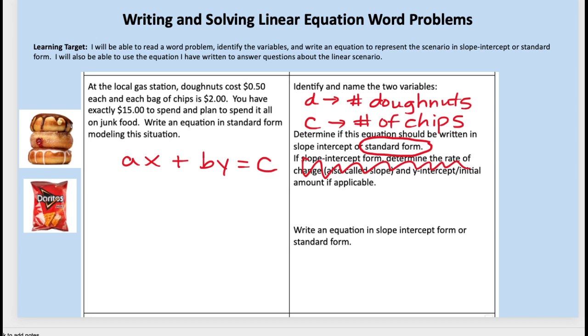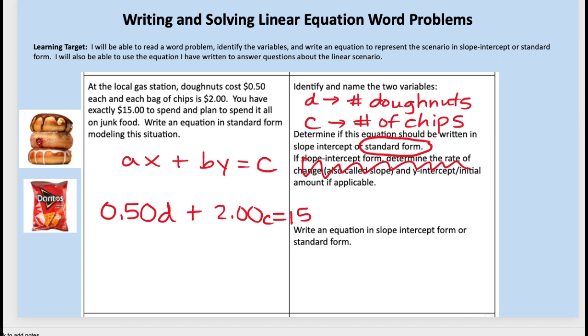So let's talk about what we know here. We know the cost of one donut. The cost of one donut is 50 cents, and we don't know the number of donuts, but we determined that we were going to call that D, so I'm going to start my equation with 0.50D, plus, we know the cost of a bag of chips is $2. We don't know how many chips we're buying, but we picked the variable C to stand for number of chips. So plus $2 times C equals, and we know the total amount of money we're going to spend is $15.